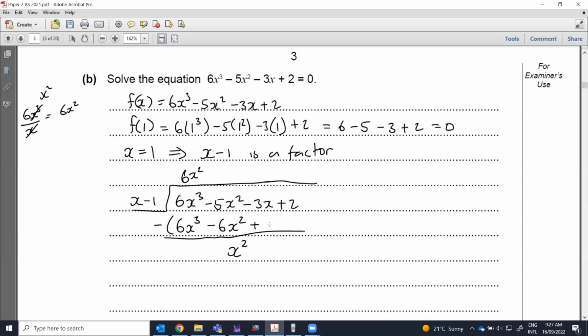And then here I just have zeros. You can write it as 0x, but even just as 0 is fine. So what you do is you say negative 3x minus 0. This is just negative 3x. And then 2 minus 0. This is just positive 2. Okay.